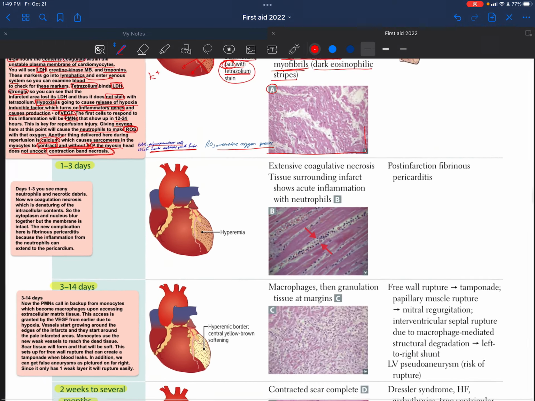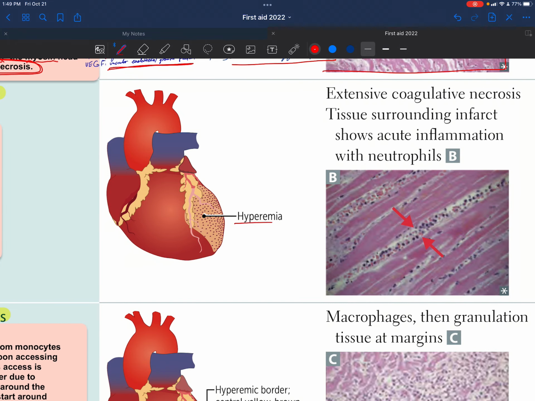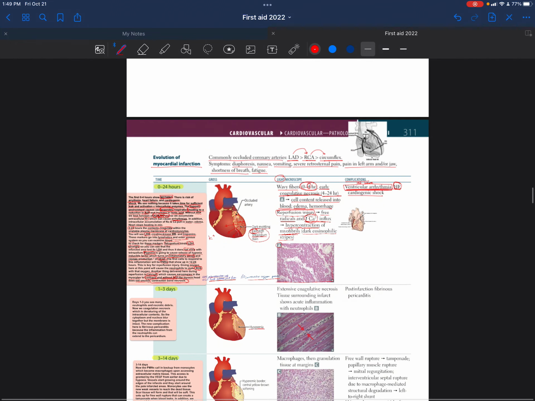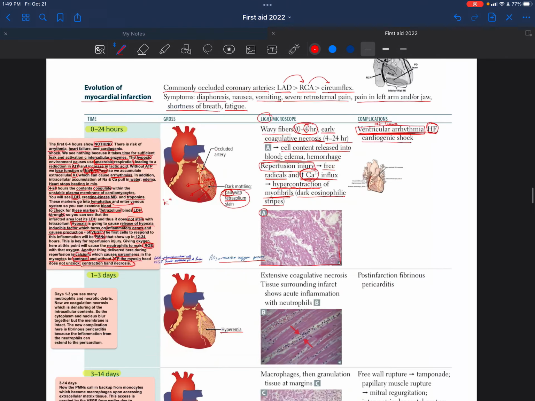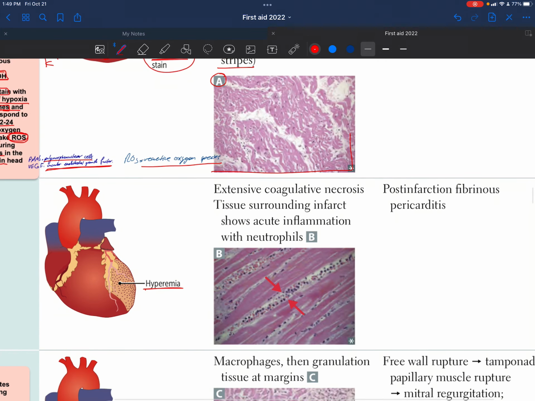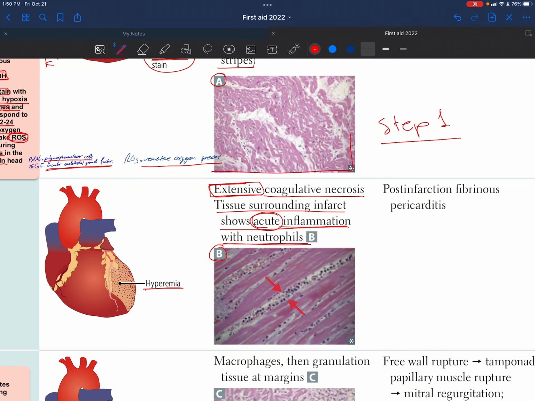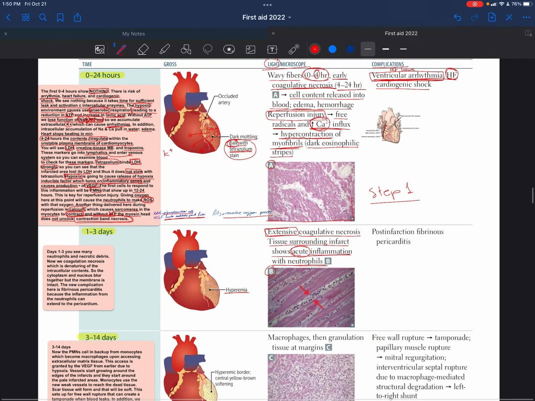And then we have the 1 to 3 days. At 1 to 3 days, we're going to have hyperemia. That's for the gross appearance, of course. Under the light microscope, we can see extensive coagulative necrosis, not just early, because this is from 1 day to 3 days. The tissue surrounding the infarct shows acute inflammation with neutrophils, because already in the first step we started the inflammation process. This is the image for it.